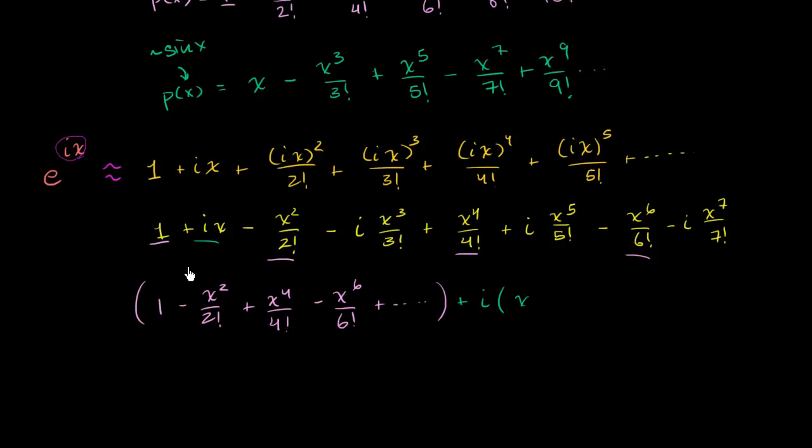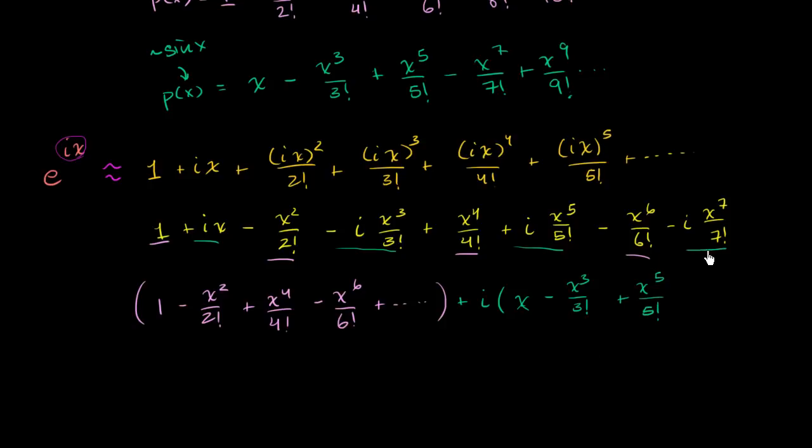And then the next, so that's an imaginary term. This is an imaginary term. We're factoring out the i. So minus x to the third over 3 factorial. Then the next imaginary term is right over there. We factored out the i. Plus x to the fifth over 5 factorial.